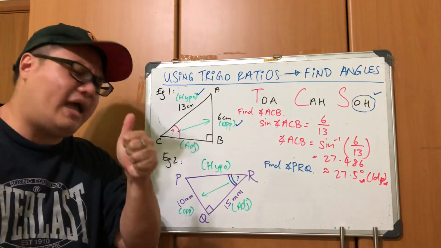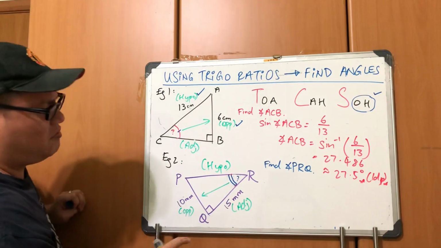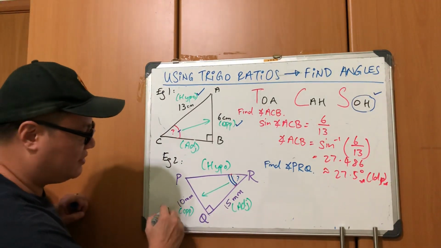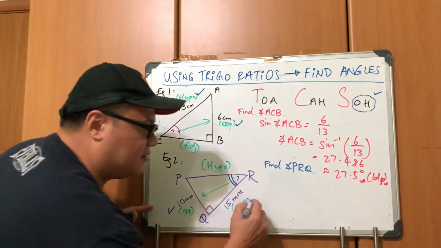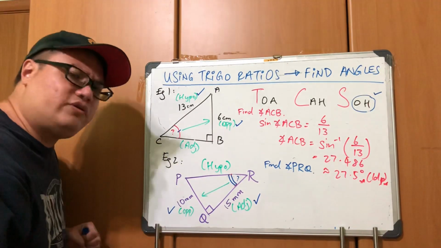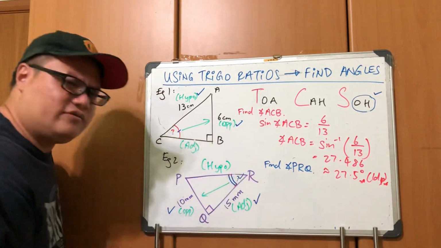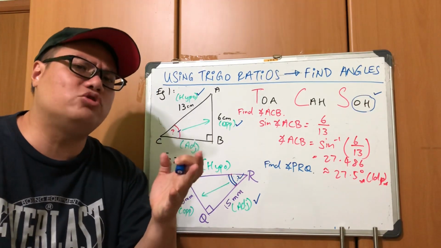Okay, so now I ask myself the critical questions. Number 1, what do I have? Do I have hypo? I don't have. What else do I have? I have opposite. Very good. What else do I have? I also have adjacent. Put the tick there. So you have opposite, you have adjacent. Next, ask yourself, what am I trying to find? You're trying to find angle, right? Third important question, which Trigo ratio ties them up?